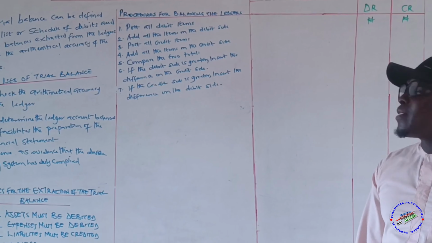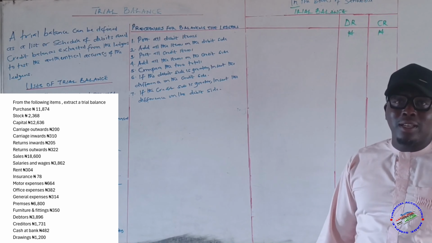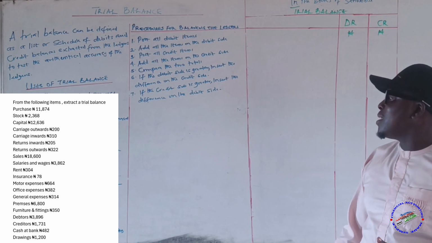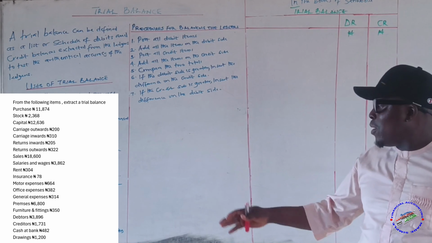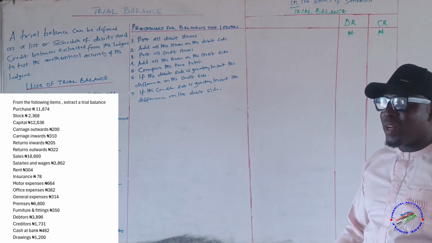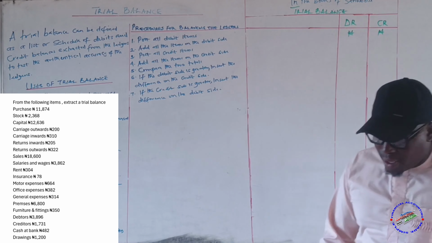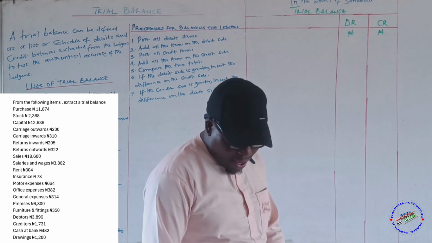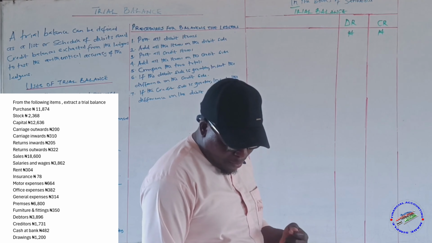But before we start drawing up the trial balance, we need to understand which of these items fall under assets, expenses, liabilities, and income. In the question we have here, we are going to start with purchases.